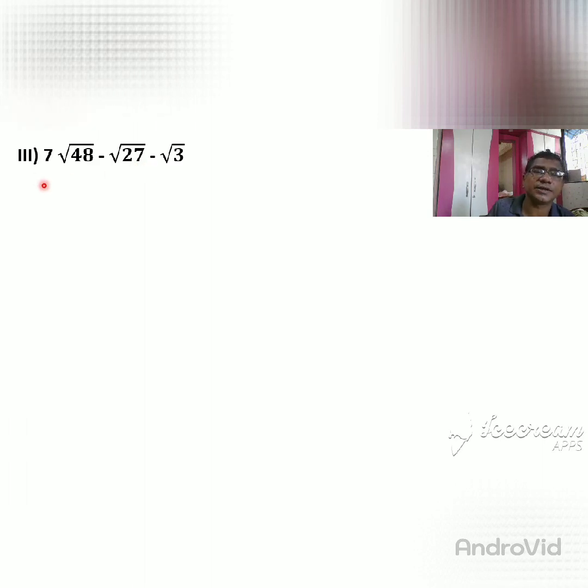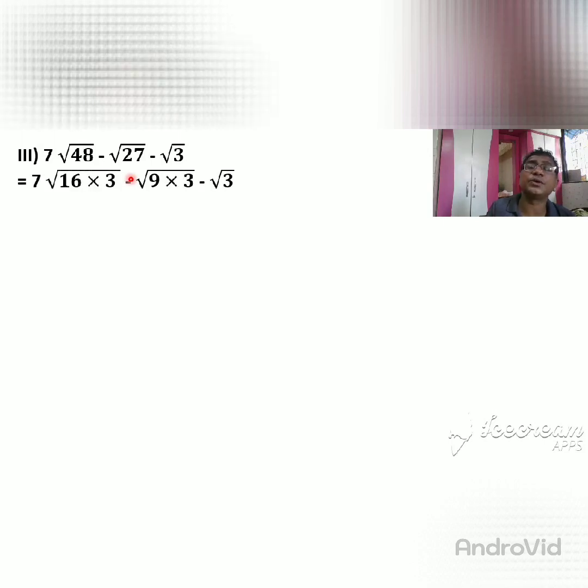So this 7 carries as it is. 48 can be factorized as 16 times 3 is 48. Why 16 times 3? Because the square root of 16 we know is 4, and root 3 remains there. So I write 16 times 3 is 48. The square root of 16 I know. 27 is 9 times 3. The square root of 9 I know.